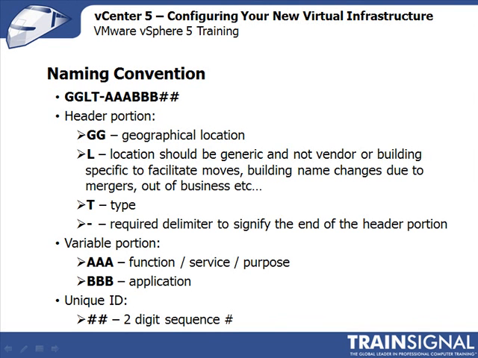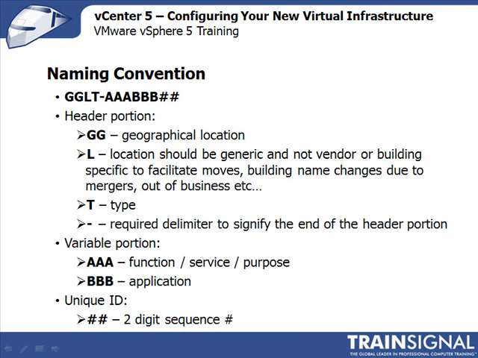So in very basic terms, this is what it would look like. This is what the server, the switch, the router, whatever device that you have in your environment would look like: GGLT-AAA-BBB, ##, or number. Now, what does this stand for? You'll notice that this is broken down into 3 sections. The first section is known as the header portion, and it ends here. This is the delimiter that breaks off the sections. The second section is called the variable portion, and that ends right about before the numbers start, or the unique ID, and then the third section is the unique ID.